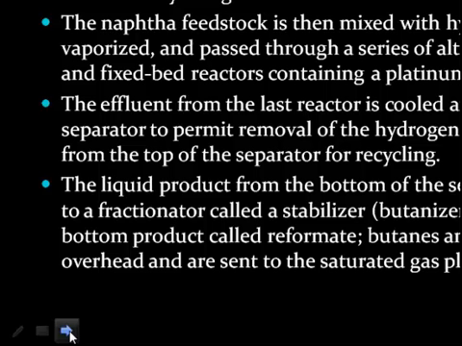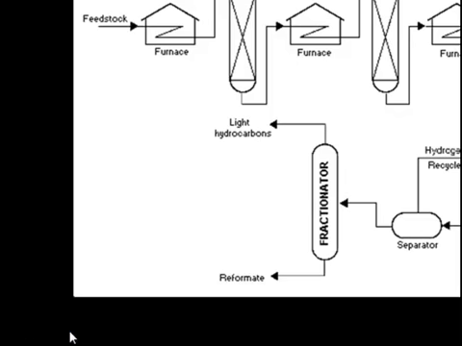The liquid product from the bottom of the separator is sent to a fractionator called a stabilizer. It makes the bottom product called reformate. Butanes and lighter go overhead and are sent to the saturated gas plant. Then the feedstock comes to the reactor. Then they are sent to the furnace.